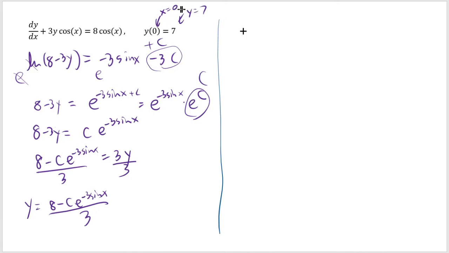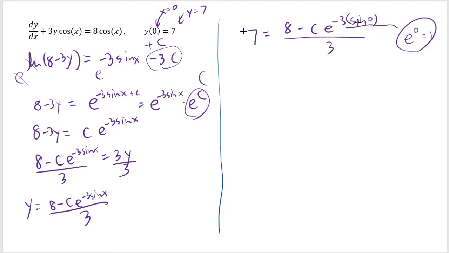Now we plug in 0 and 7. So when x is 0 and y is 7, 7 should equal (8 minus c times e to the negative 3 sine of 0) over 3. Sine of 0 is 0, and e to 0 is 1. So this becomes 7 equals (8 minus c times 1) over 3, which means 7 times 3 is 21 equals 8 minus c, so c must be 8 minus 21, which is negative 13.